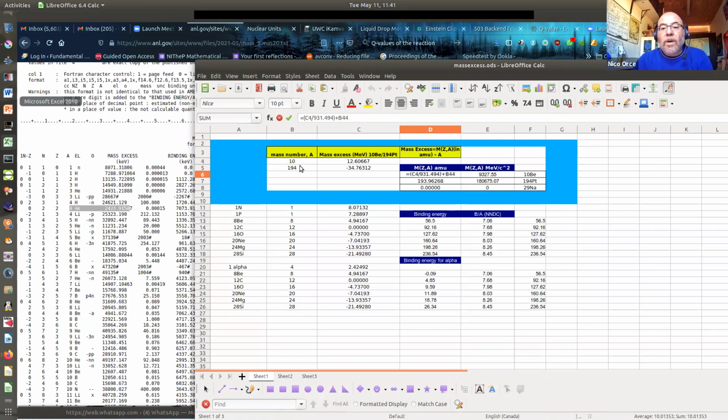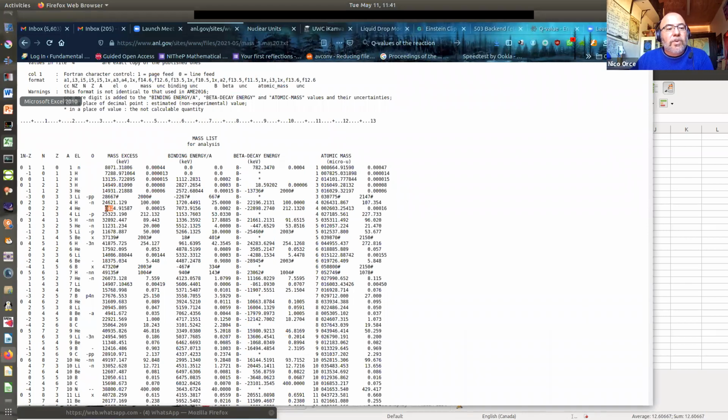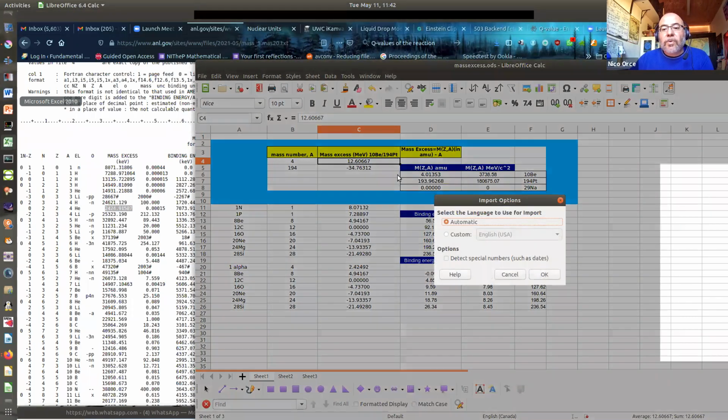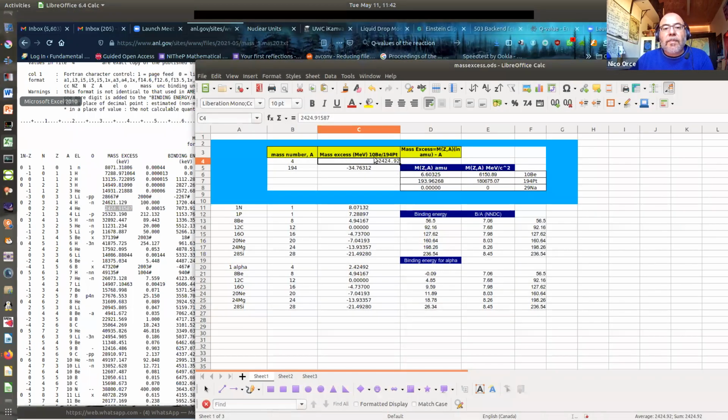So we're going to put the mass number here, 4. I'm going to put the mass excess, which is given in keV. So I want to convert this to MeV, that's the alpha. So you're going to copy that number there. I want to put the point here because it's MeV. I'll remove this point here.